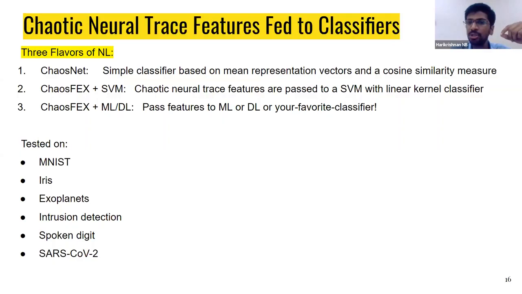Then the second architecture is ChaosFEX plus SVM. Here again I will extract the features like firing time, firing rate, energy, entropy, and then I will pass them to machine learning classifiers, an SVM classifier in this case, with a linear kernel. The third is that instead of SVM, I can have any ML classifier. You can also come up with your own classifiers. So basically these are hybrid architectures, combining the ChaosFEX features and ML. In the second and third, you can see ChaosFEX as a feature engineering aspect. These are tested on different datasets: MNIST, IRIS, Exoplanet, Intrusion Detection, Spoken Digit, and SARS-CoV-2.